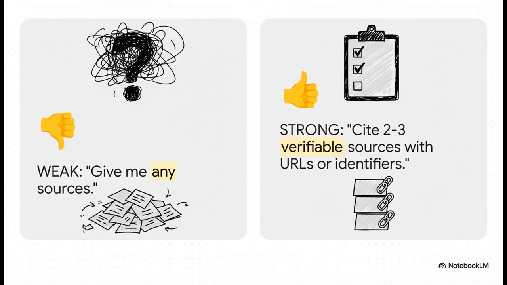But here's a brilliant way to fight back against that. Instead of a weak, lazy request like, give me some sources, you have to get specific. A strong request asks for 2 to 3 verifiable sources with URLs or other identifiers. That simple change forces the AI to be way more rigorous, and it makes it 1,000 times easier for you to actually check its work. It's a night and day difference.